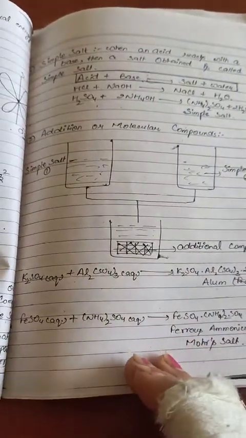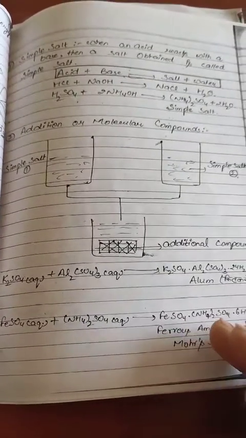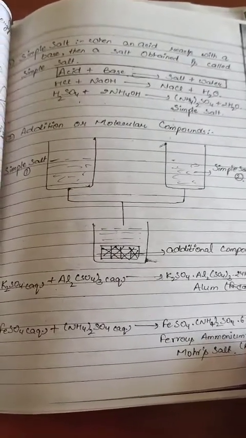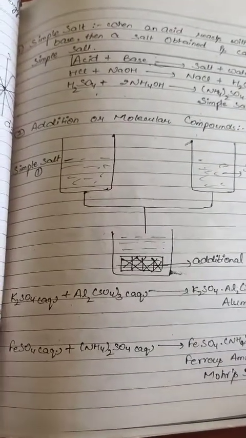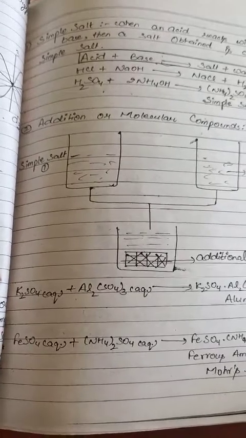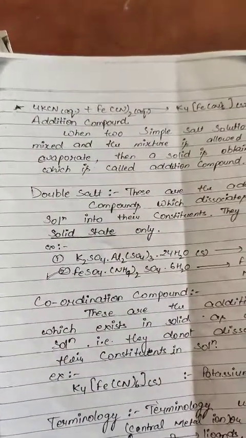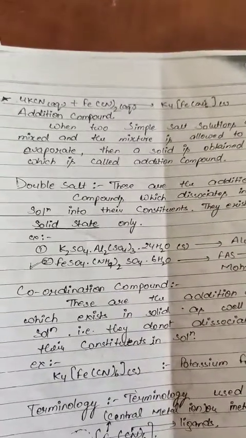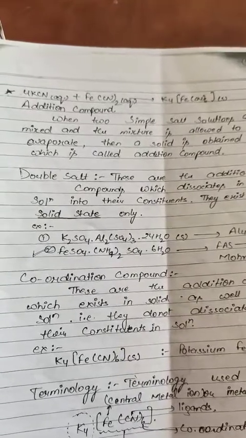Next we use FeSO4 plus (NH4)2SO4 gives FeSO4·(NH4)2SO4·6H2O. It is said to be Mohr's salt. These two reactions are very important. If they ask you to write the reaction of alum, you can write the upper one. If they ask for the reaction of Mohr's salt, you can write that one. After this, the next reaction is 4KCN plus Fe(CN)2, which gives K4[Fe(CN)6].